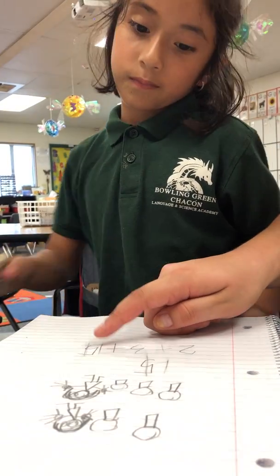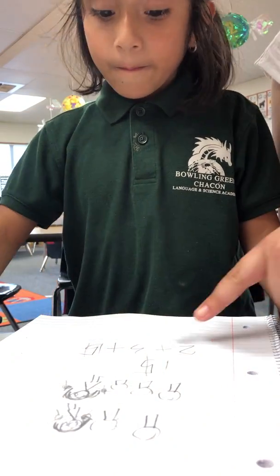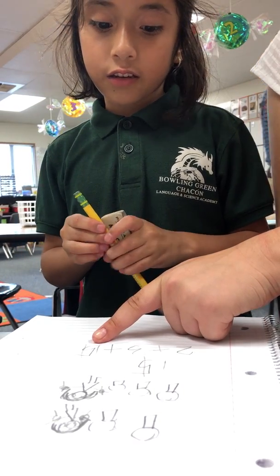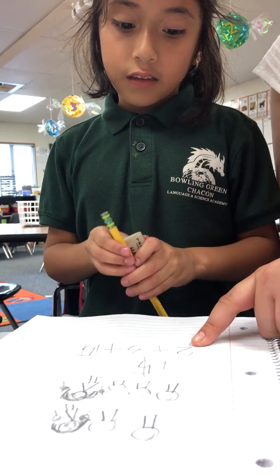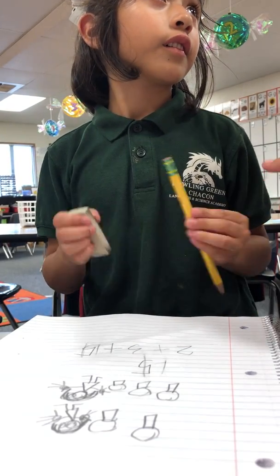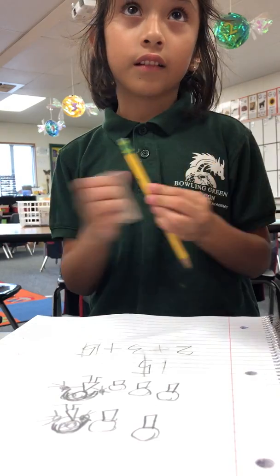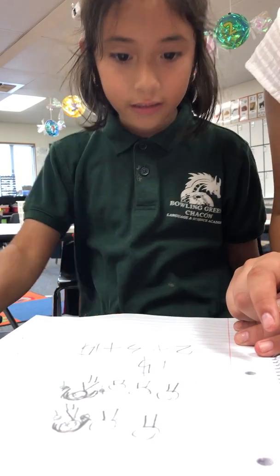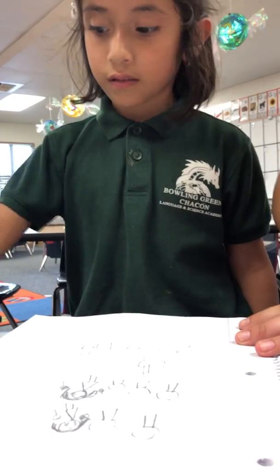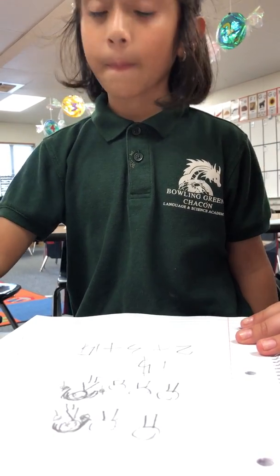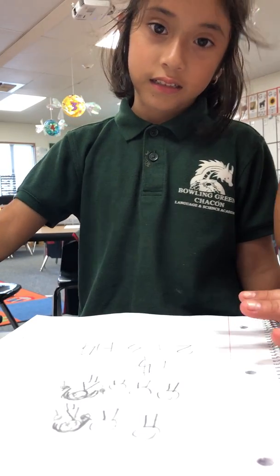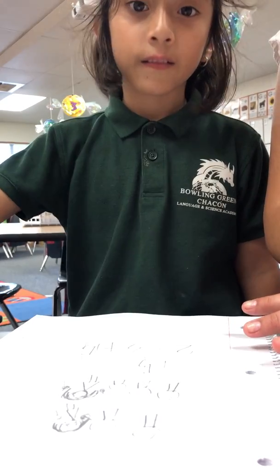So then why did you change this number over here? Because 2 and 3 make 5. 2 and 3 make 5. So, okay. Okay. So you think the answer is now 5? Mm-hmm. Yeah. And is that your final answer?